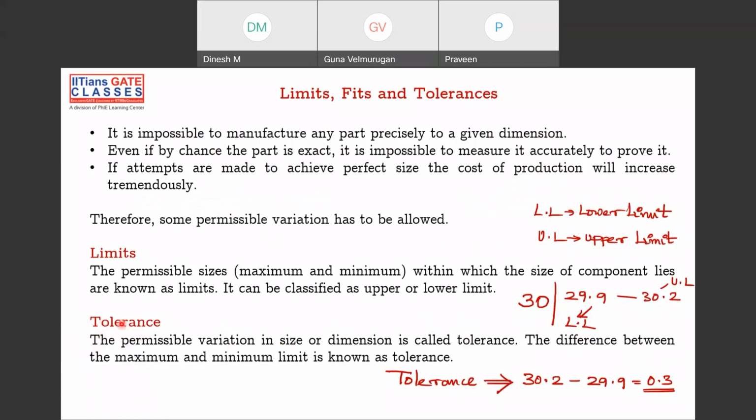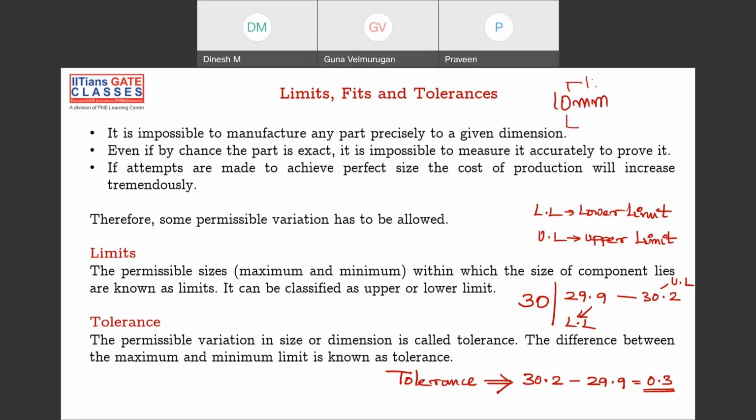Okay, in the metrology and inspection syllabus, that is important. It is impossible to manufacture any part precisely to a given dimension. You want a 10 mm diameter, and it is impossible, right? You can't manufacture exactly 10 mm. Either you'll go above it or you'll go below it, right?